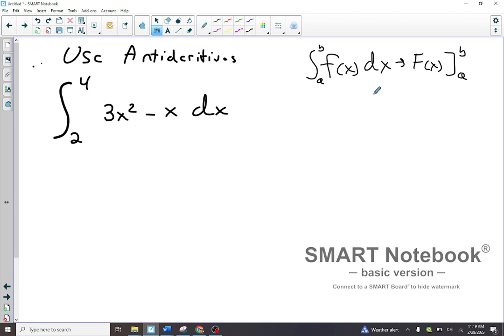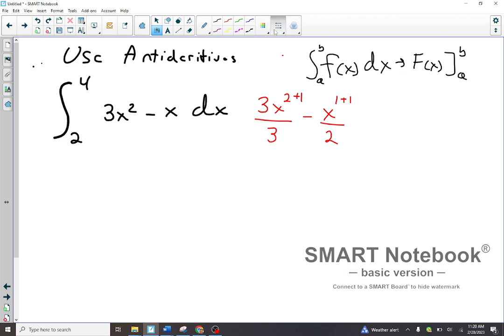So in this case, f of x dx becomes the antiderivative, so I want the antiderivative of this. As a reminder, to get the antiderivative, you're going to add 1 to the power and divide by that new result, which happens to be 2 plus 1, 3. Over here, you're going to add 1 to the power and divide by that result, which in this case is 2.